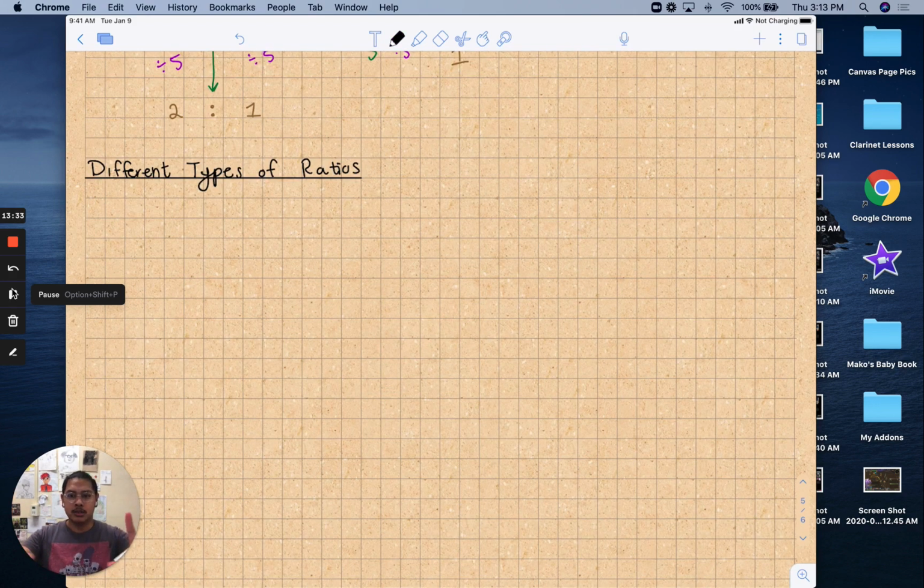All right, new section here, folks. Last section of our notes today. We're going to be talking about different types of ratios. Okay, so let's look at an example here. Go ahead and write this down. I have 3 oranges, I have 4 strawberries, and I have 2 kiwis.